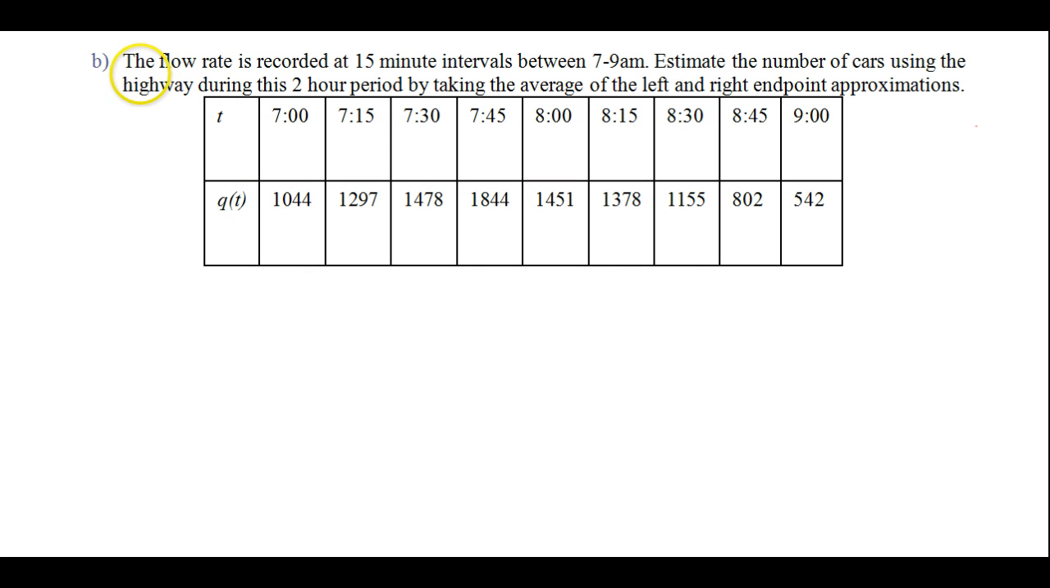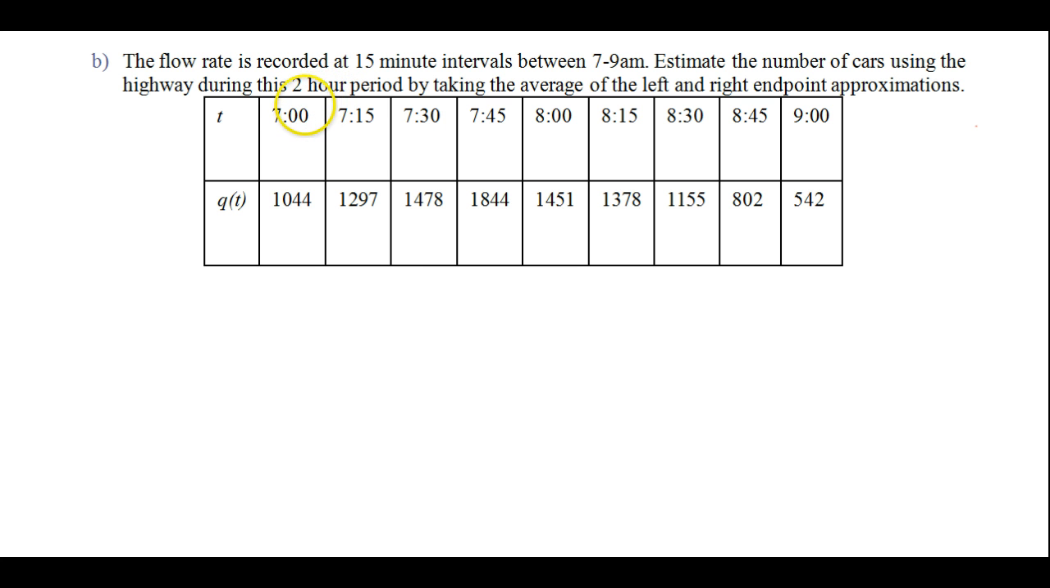Alright, so now I want to move on to part B. The flow rate is recorded at 15-minute intervals between 7 and 9 a.m. Estimate the number of cars using the highway during this 2-hour period by taking the average of the left and right endpoint approximations. So I'm being asked to estimate the number of cars that use the highway, and we can figure that out by figuring out how many cars pass by the observation point during this 2-hour period.